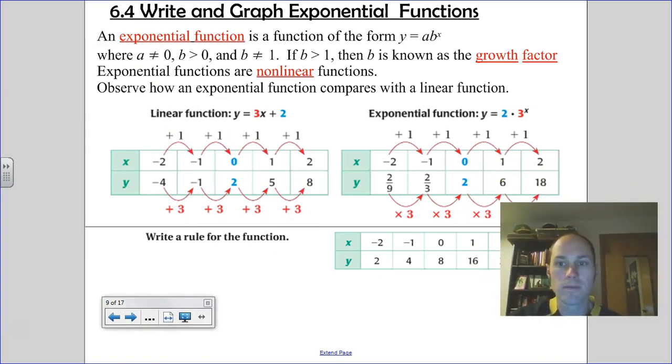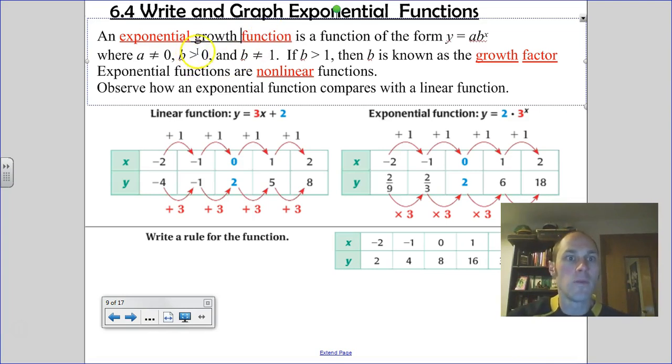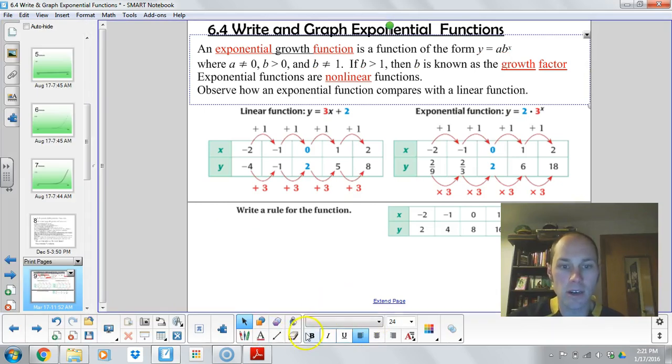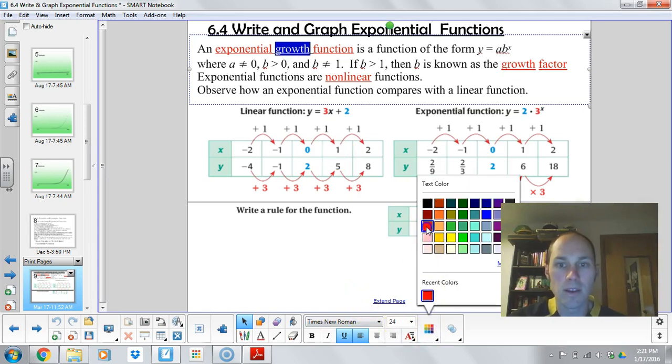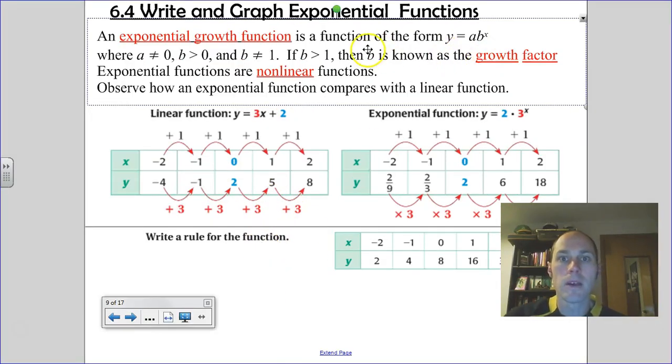So an exponential function is one of the form a times b to the x, where a is not 0, because if it's 0, it's just going to be nothing over here. We talked about this as an exponential growth function. So really, we should say this is an exponential growth function when b is greater than 1. When b is less than 1, we're going to talk about how that is an exponential decay function. Okay, so exponential growth, b is known as the growth factor. It's what we're multiplying by.